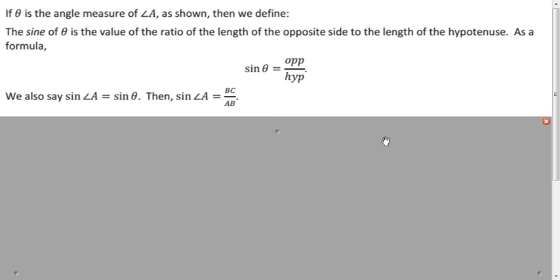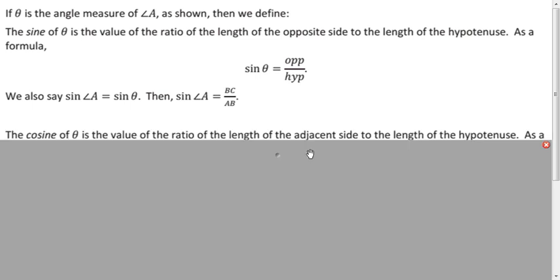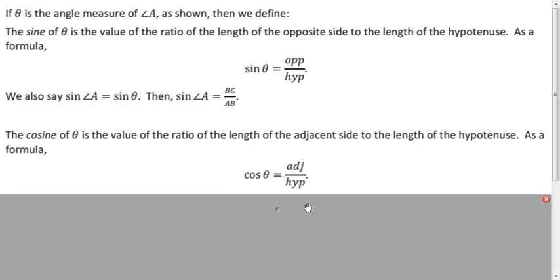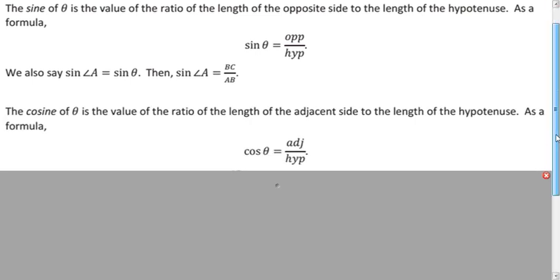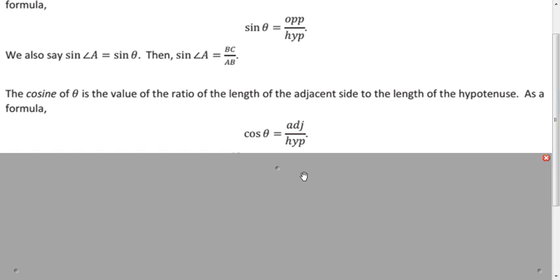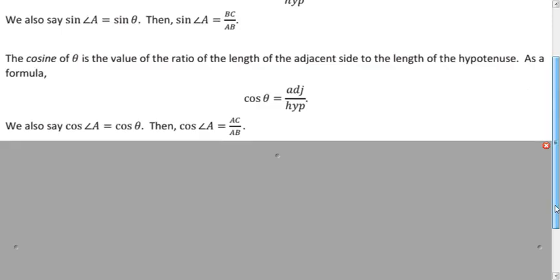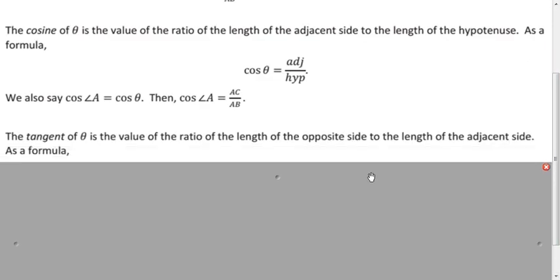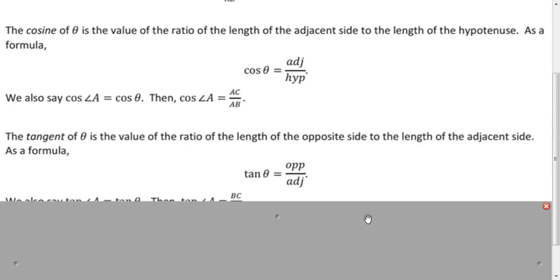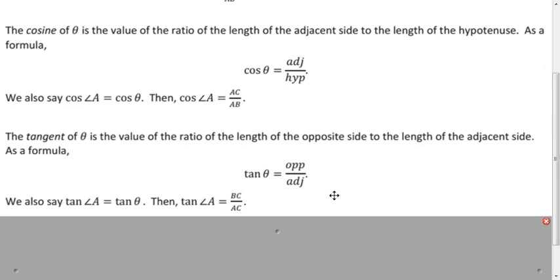So the first ratio is called the sine of theta. It's going to be opposite over hypotenuse. The second one is the cosine. That's going to be the adjacent side divided by the hypotenuse. And finally, the last ratio is tangent. The tangent ratio is the opposite divided by adjacent.